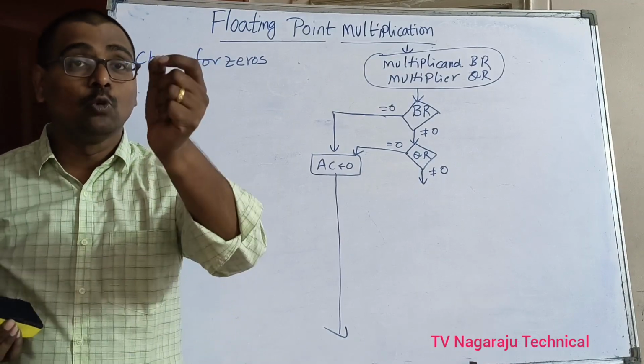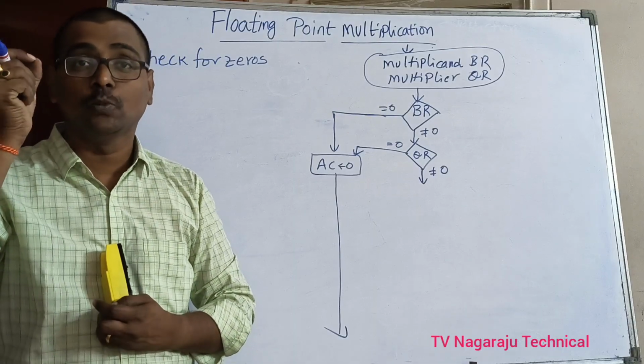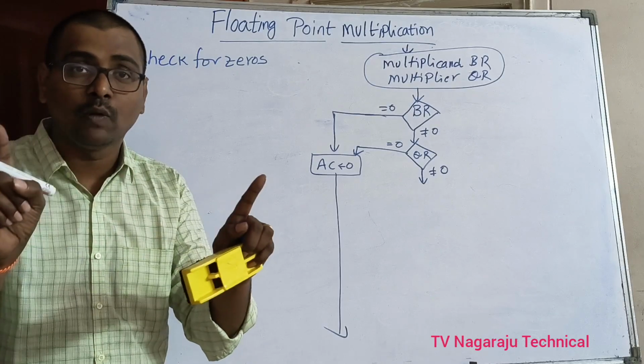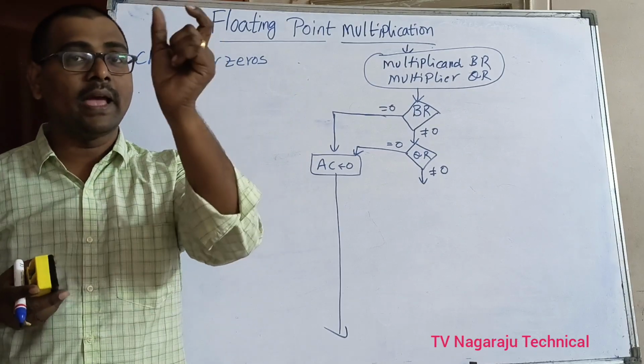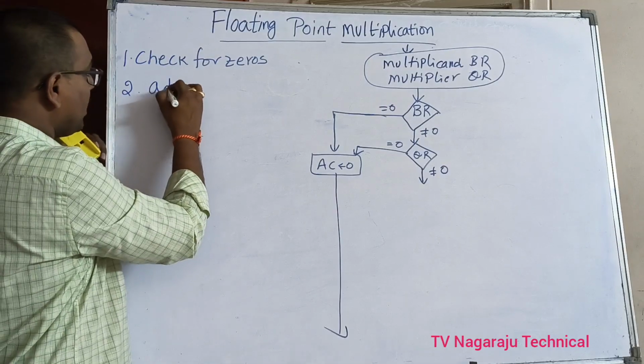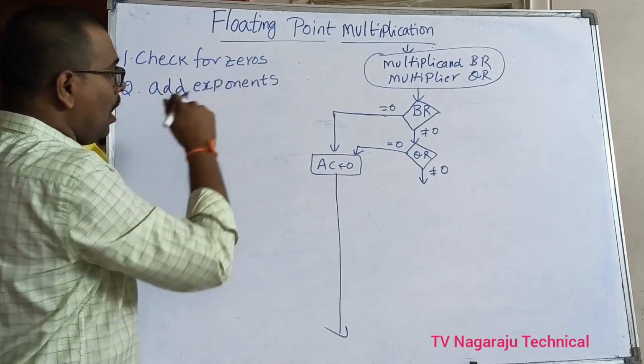If both are not zeros, then what do we need to do? In addition and subtraction, we align the mantissas. Why? To perform addition and subtraction, the exponents of the two numbers must be equal. But in this case, there is no need to equalize the exponents. Simply, the exponents are added. So the next step is to add the exponents.